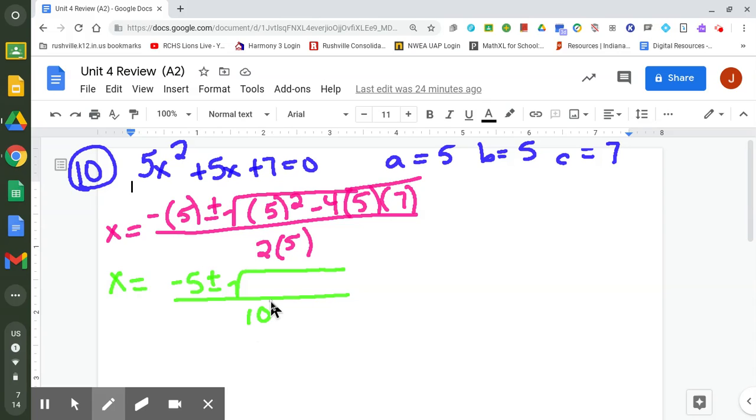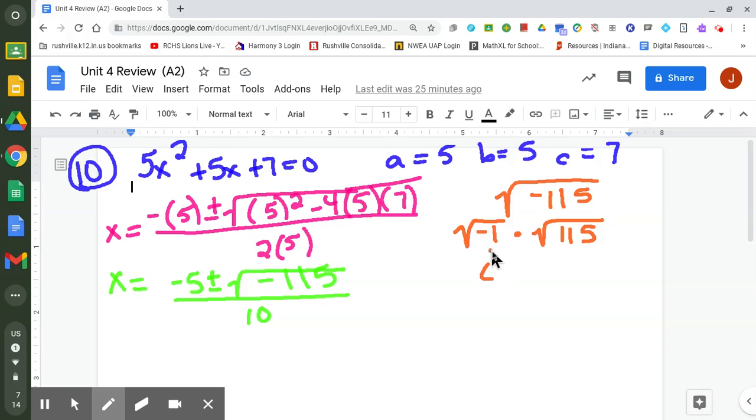So in my calculator, I'm going to put parenthesis 5 parenthesis squared minus 4 times 5 times 7. And that is negative 115. So negative 115 is not a perfect square. So over to the side, I am going to deal with my square root of negative 115. I need to separate that out into square root of negative 1 times square root of positive 115. My square root of negative 1 is i.